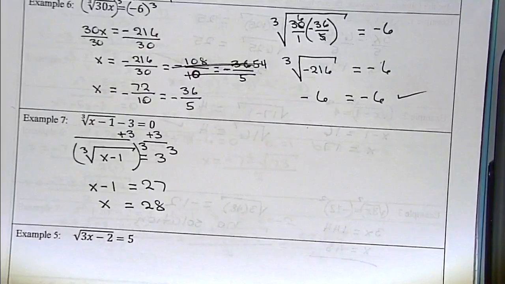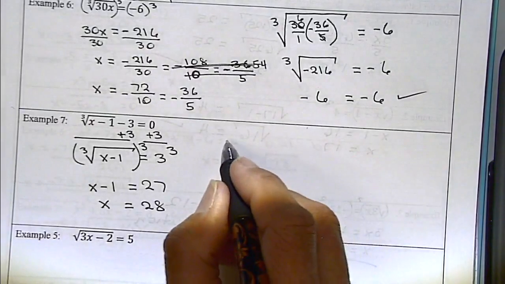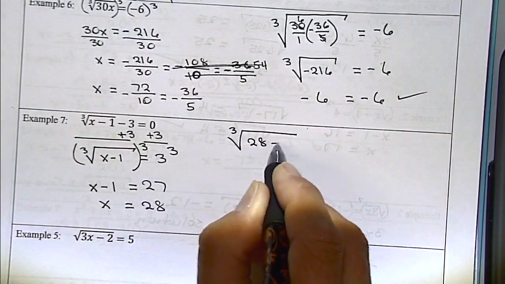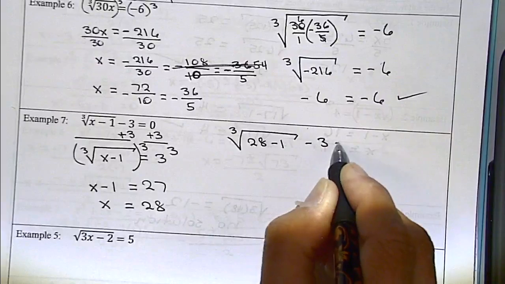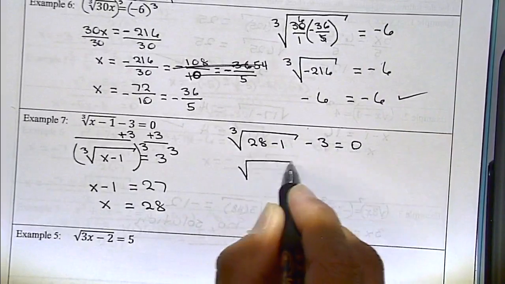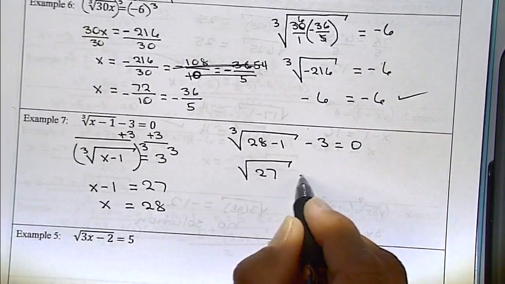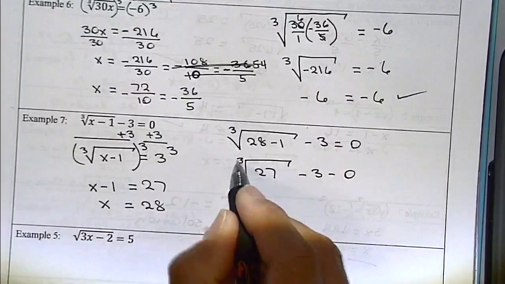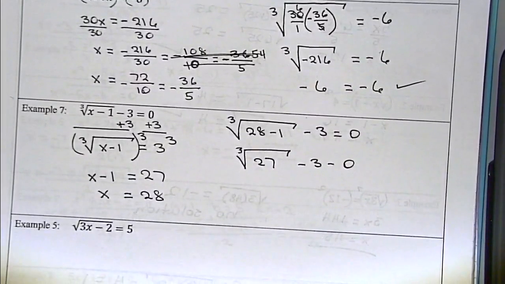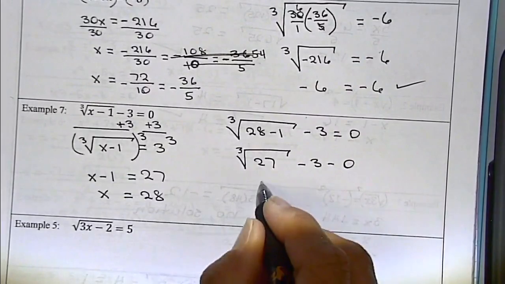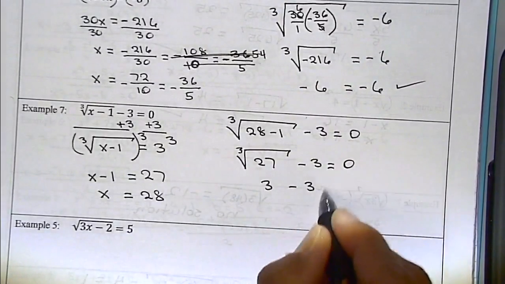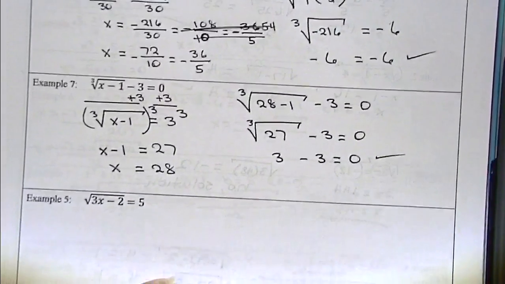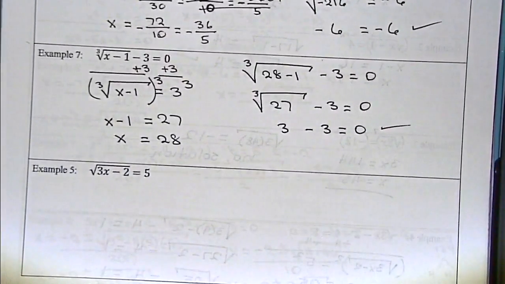This one's a lot simpler. X came out to equal 28. So when I look at it, I've got the cube root of 28 minus 1, minus 3 is equal to 0. And that's going to be asking me for the cube root of 27. And 27 is a perfect cube. 3 times 3 times 3 is 27. So what it's really saying is 3 minus 3 is equal to 0. Everybody good with that one? It's always easier when it doesn't end up as a fraction, right?